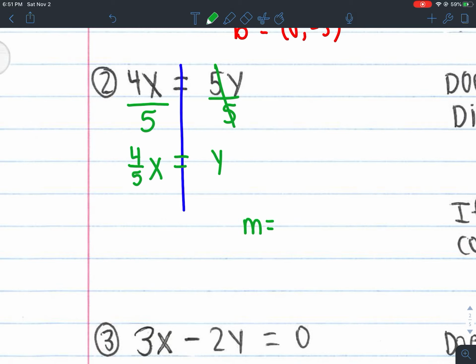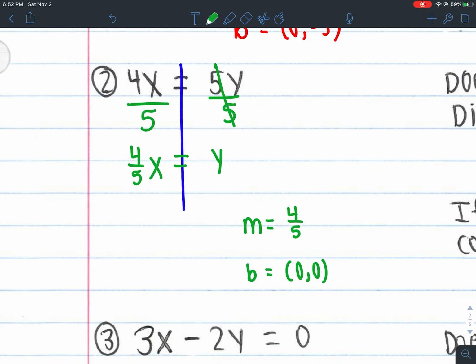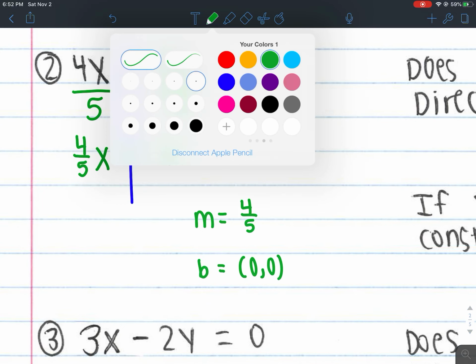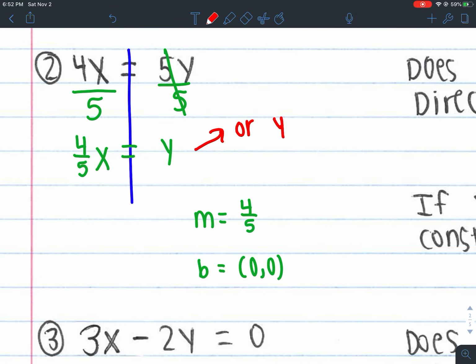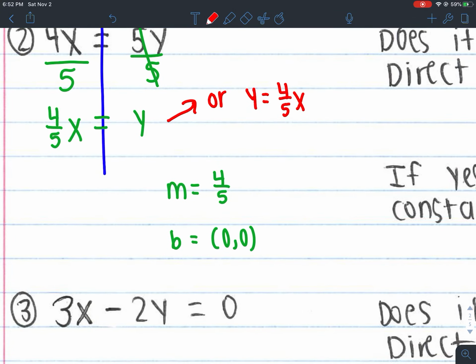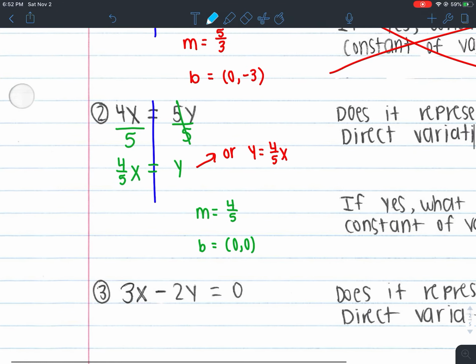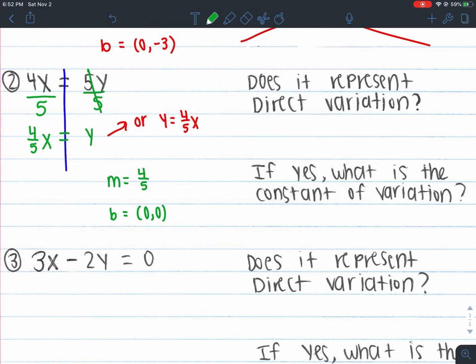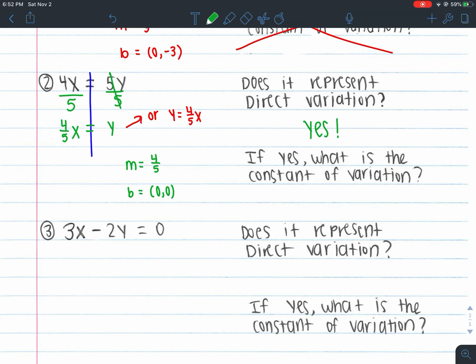So what's my slope here? Remember, slope is always attached to your x, so our slope is 4/5. And then what's my y-intercept? Well, there's no number being added or subtracted, which means my y-intercept is 0, 0. And if you want to write it the other way, y equals 4/5 x, there is no y-intercept. There's nothing there. Direct variation just means I don't have a y-intercept. So, does this represent direct variation? Yes, it does, because my y-intercept is 0, 0. That's what matters. So it says, if it is, what is the constant of variation?